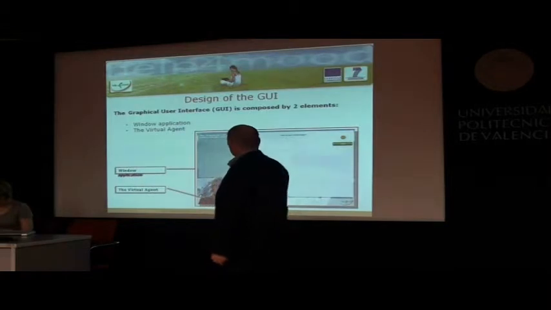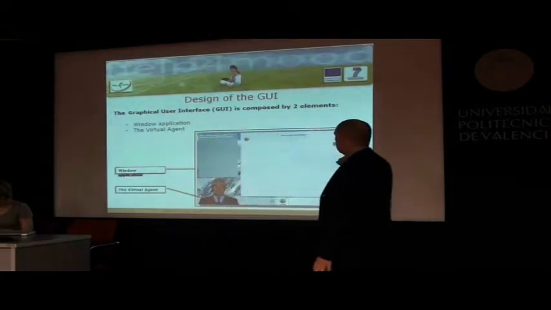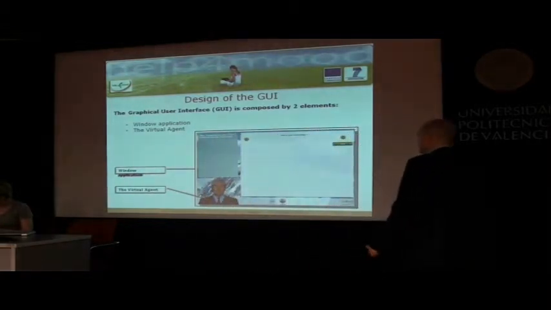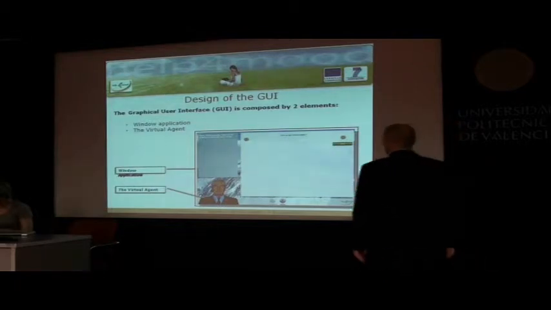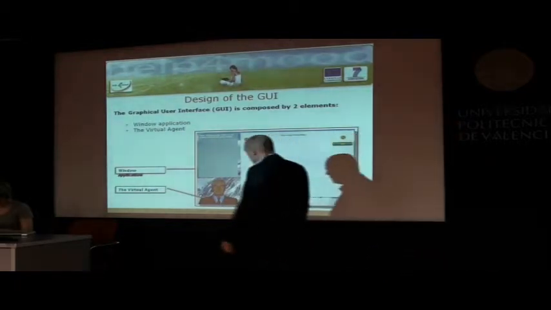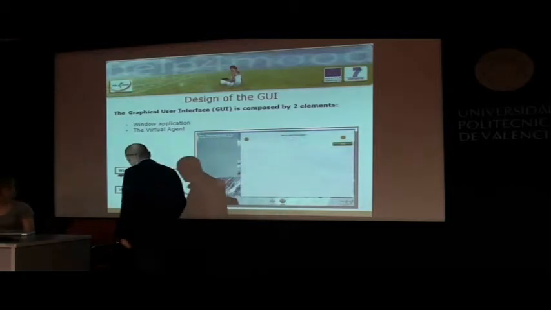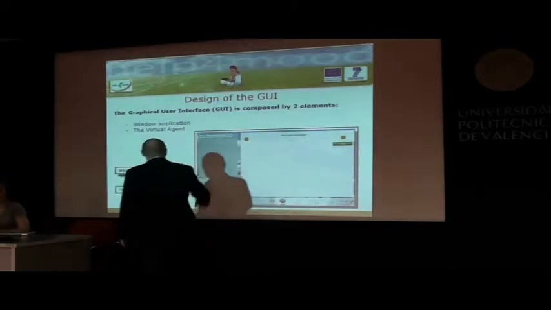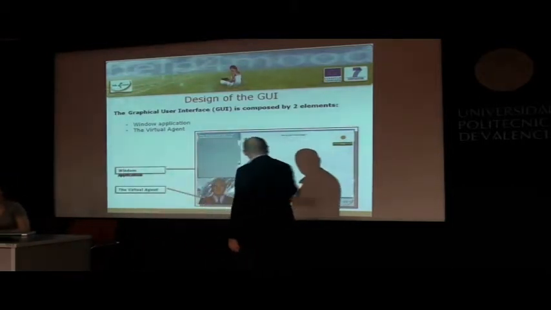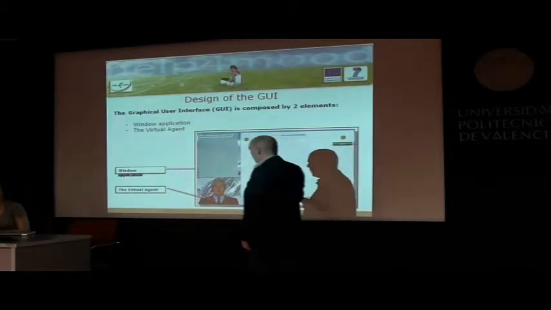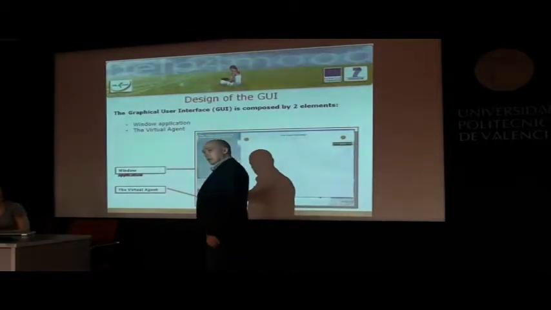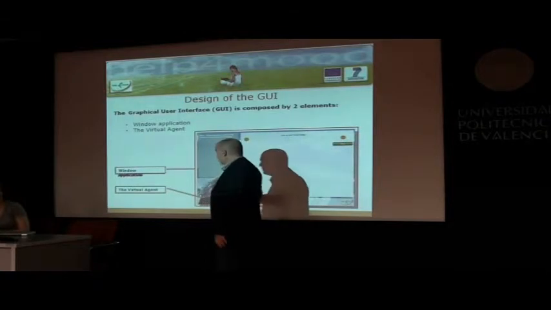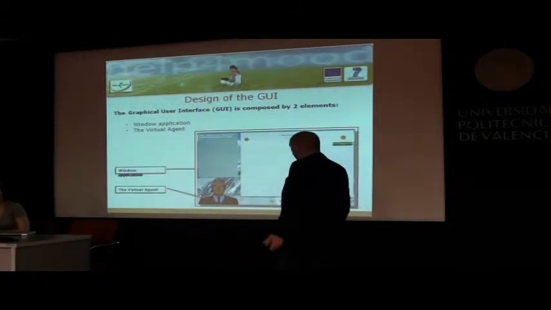So let's start from the design implementation. This is the graphical user interface, which is composed of two elements. The text here is skewed a little bit, but anyway, this is the window application, the entire part here. And then we have the virtual agent, here in this part, that is embedded in the system.